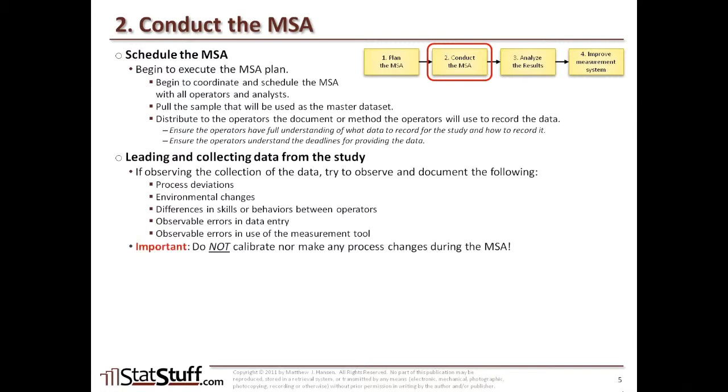But whatever you do, do not calibrate nor make any process changes during the MSA. So even though you might observe some errors or observe some things going on, it's okay to record those things that they happen at certain times. You might want to flag it in some way, but whatever you do, do not correct or change or calibrate in any way the method that are used by the operators. You want those errors to go through, because that'll be, again, the whole point of trying to assess the reliability of this data. And if it happens to have errors that come through, then so be it. That's the exact type of thing you're trying to assess anyway.